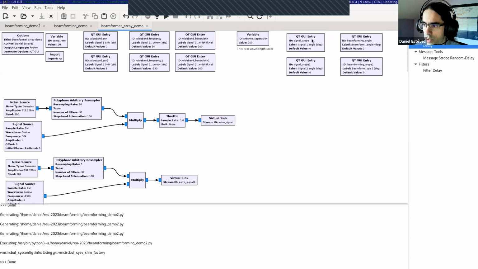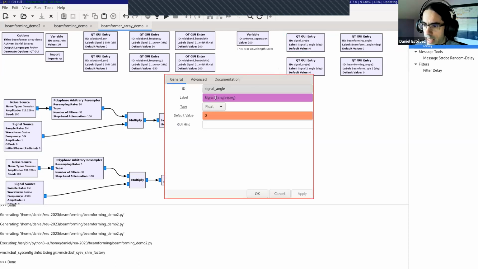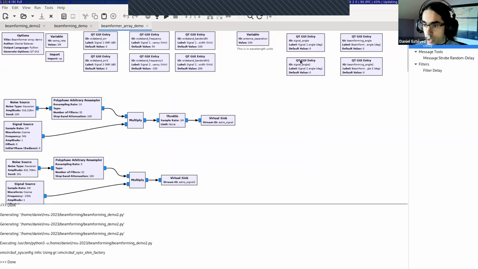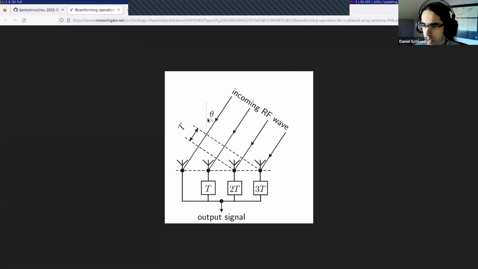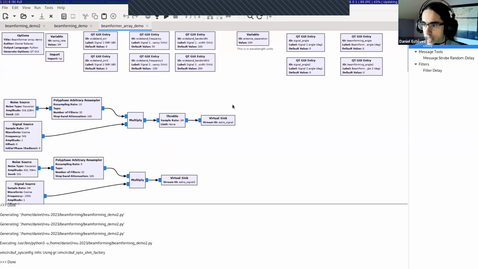With these two entries, we can control the signal angle in degrees, so signal 1 angle and signal 2 angle. These are the angles with respect to the vertical, so they are the angles theta of signal 1 and signal 2.